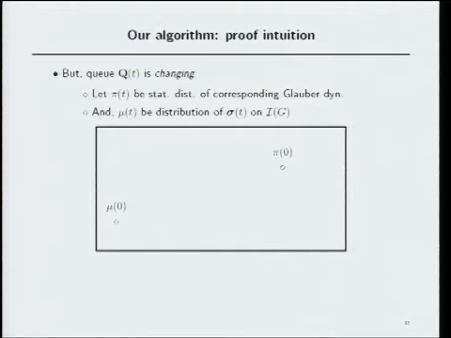So let's try to look at what will happen when q's change. Suppose pi t is the stationary distribution corresponding to the Glauber dynamics on independent sets, assuming q of t is given. Of course, q t changes, so this stationary distribution changes, and let's say mu t is the distribution on schedules that is induced by the algorithm, which is changing with q's.